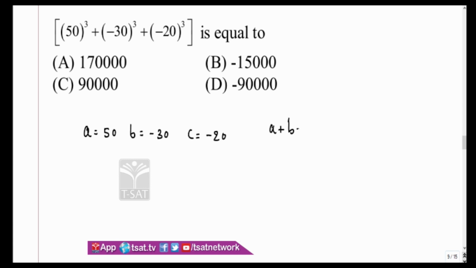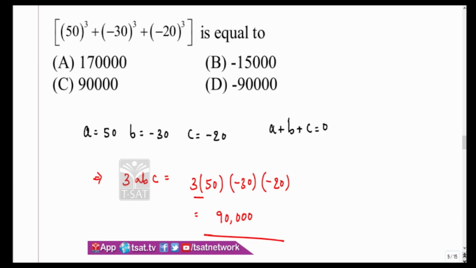If A plus B plus C is equals to 0, we know A cube plus B cube plus C cube is going to be 3ABC. 3 into 50 into minus 30 into minus 20. Forget about the number of zeros, you have three zeros here, forget about the 3 zeros, 15, 6 and 90 here, then after 3 zeros you put it. So the answer is 90,000.